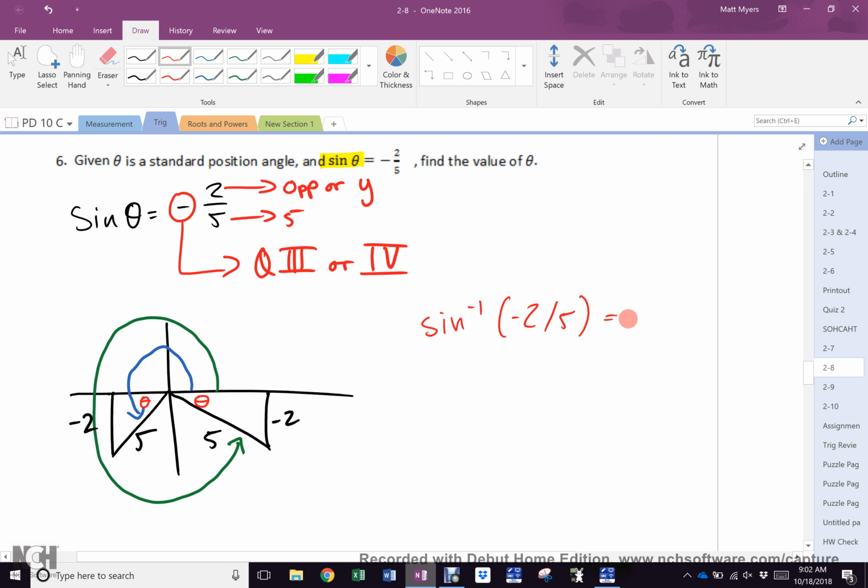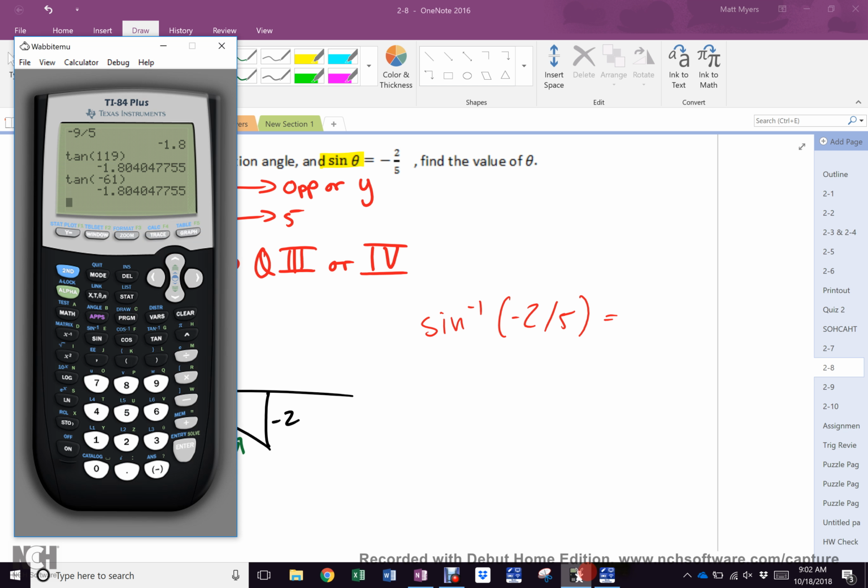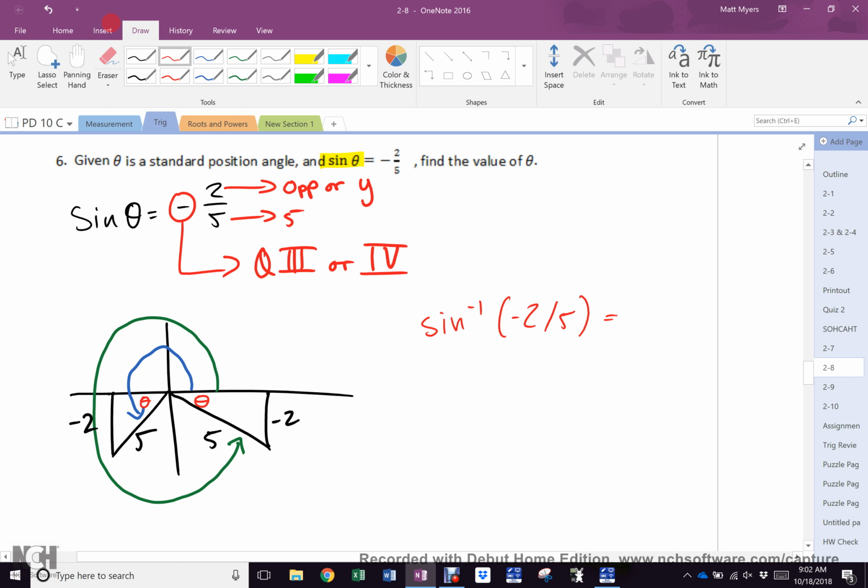And what do I get? When I go to my calculator, shift sine, -2 divided by 5. And what do I get? 23.57. So 24, yes? What is my reference angle then? 24, right? So is this 24? Yep. Is this 24? Yep. So what are my 2 possible angles?